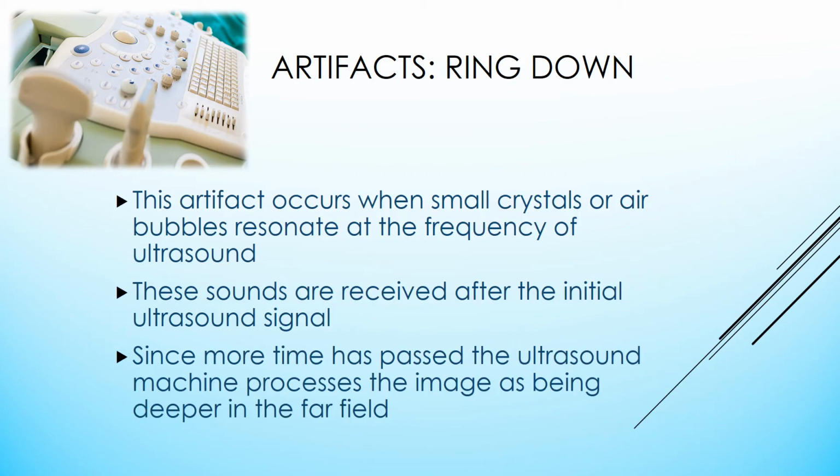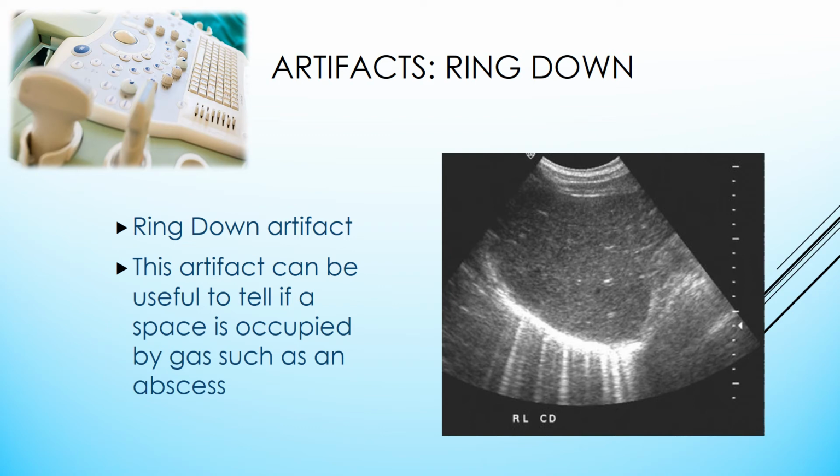Ring down. This artifact occurs when small crystals or air bubbles resonate at the frequency of ultrasound. These sounds are received after the initial ultrasound signal. Since more time has passed, the ultrasound machine processes the image as being deeper in the far field. Ring down artifact. This artifact can be useful to tell if a space is occupied by gas, such as an abscess. But just FYI, there is debate between whether an artifact is ringed down, typically caused by gas creating its own resonance, or a comet tail, which is caused by a hard item such as metal, causing the sound to reverberate.